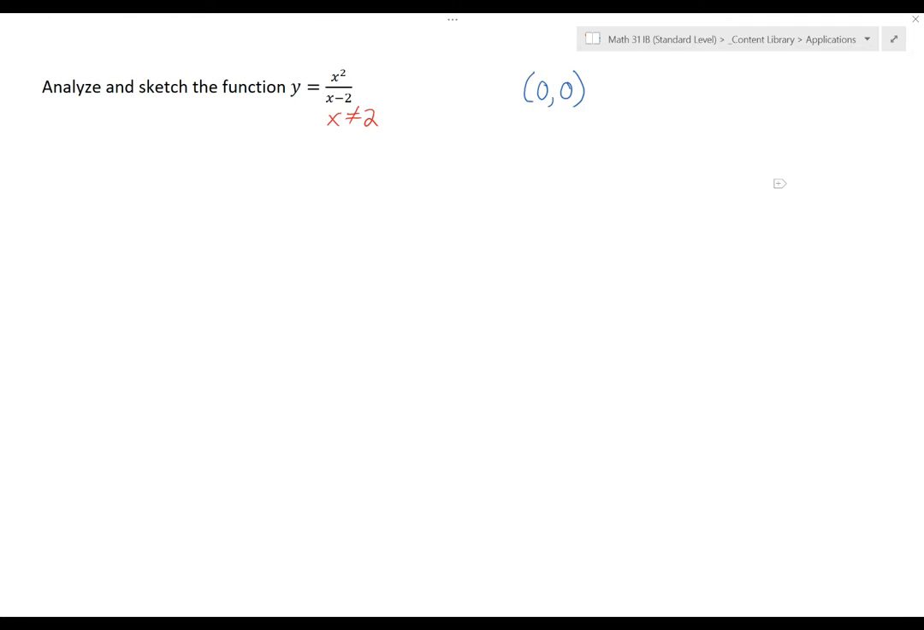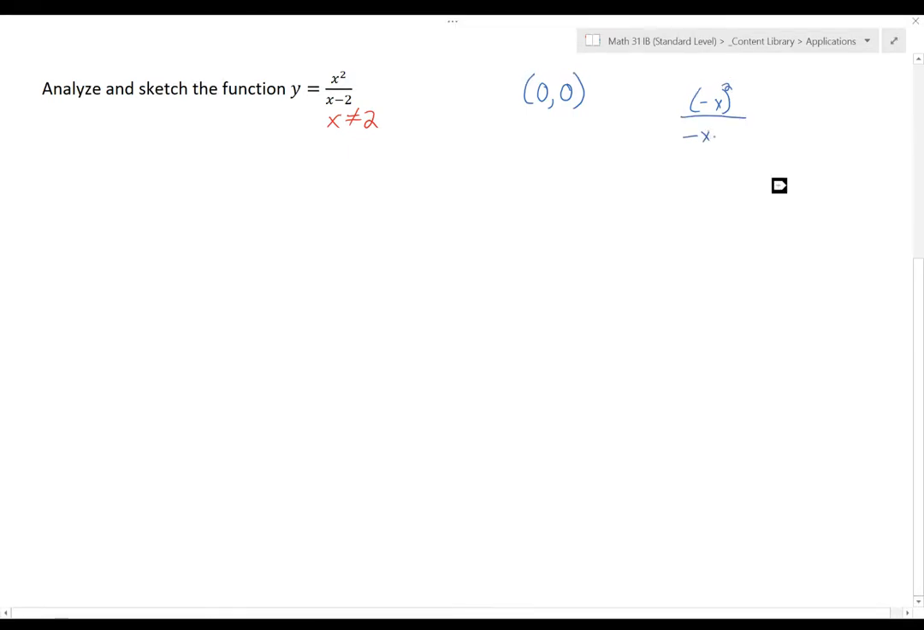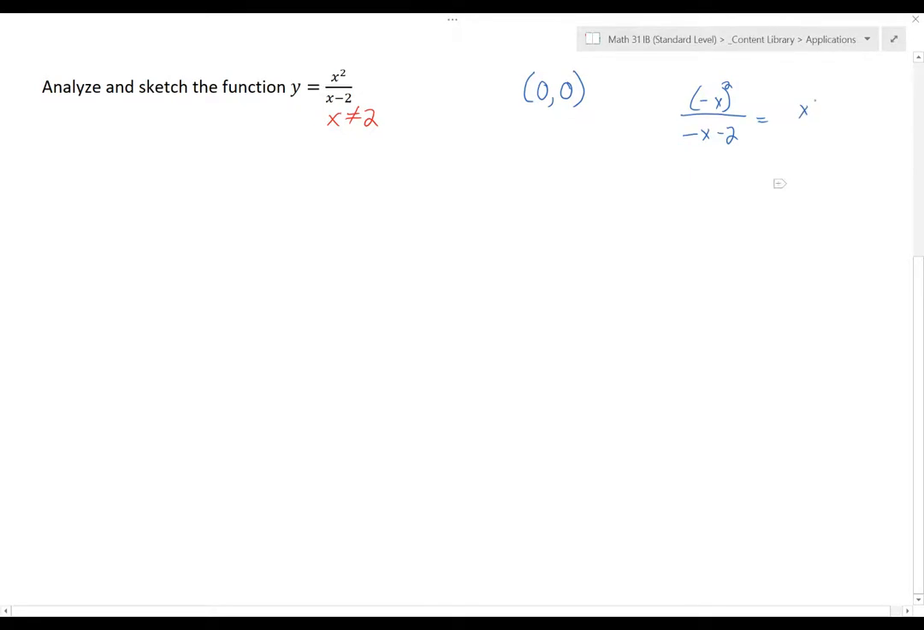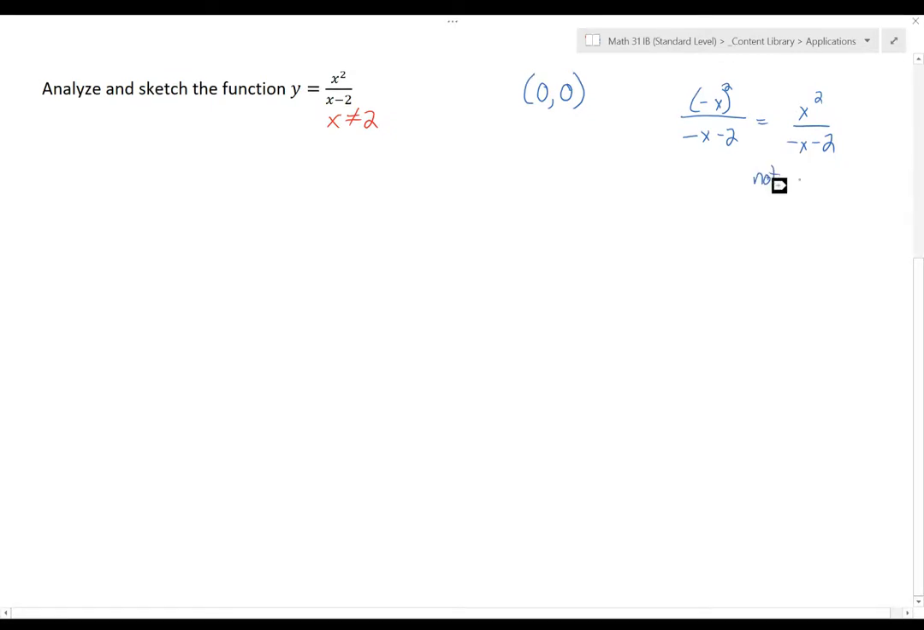If I consider what happens if I replace x with negative x, so to determine parity, is this even or odd? What I see is that this is x squared over negative x minus 2. It's not the original function, and it's not the opposite of the original function either, because that minus 2 is still negative. So this is not even or odd. So there's no symmetry there.